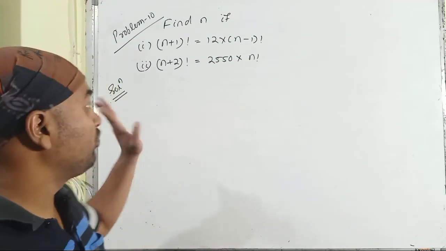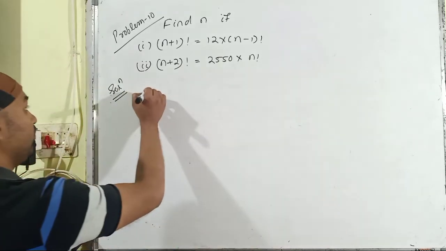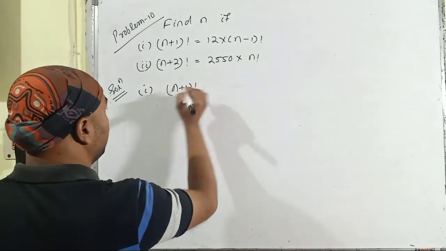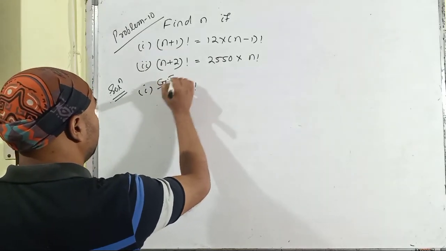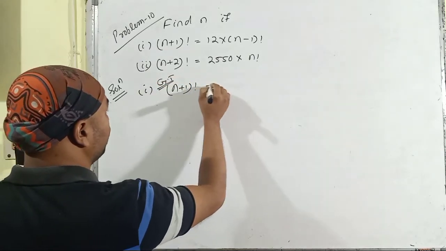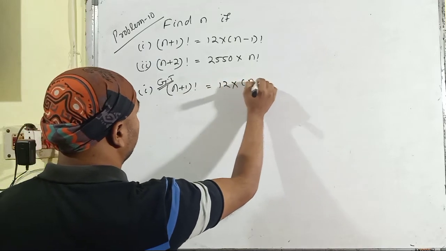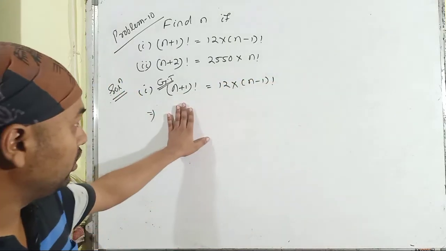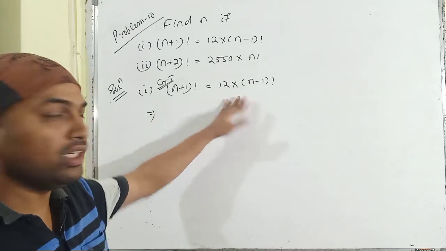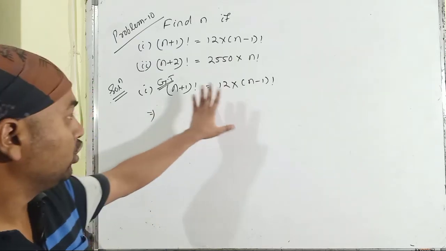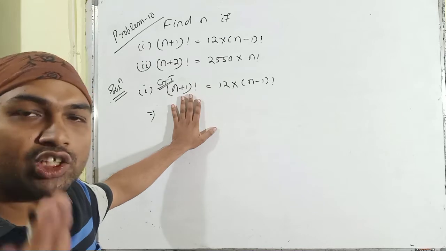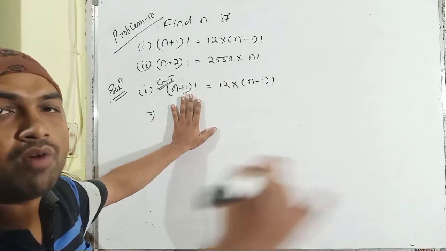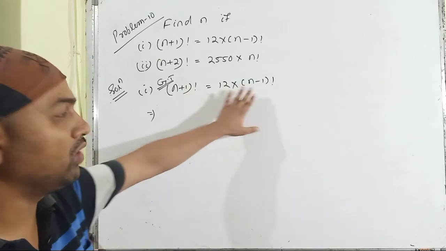So here it is, the last problem. Solving the first bit, factorial of n plus 1 is the given condition. Given that factorial of n plus 1 is 12 multiplied by factorial of n minus 1. First of all, as factorials are present on both sides of the equation, you have to choose the greatest factorial and convert it in terms of the smallest factorial.